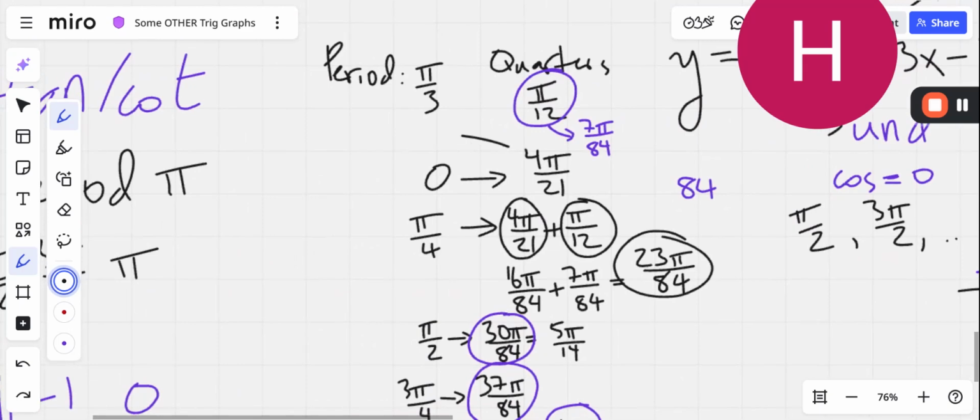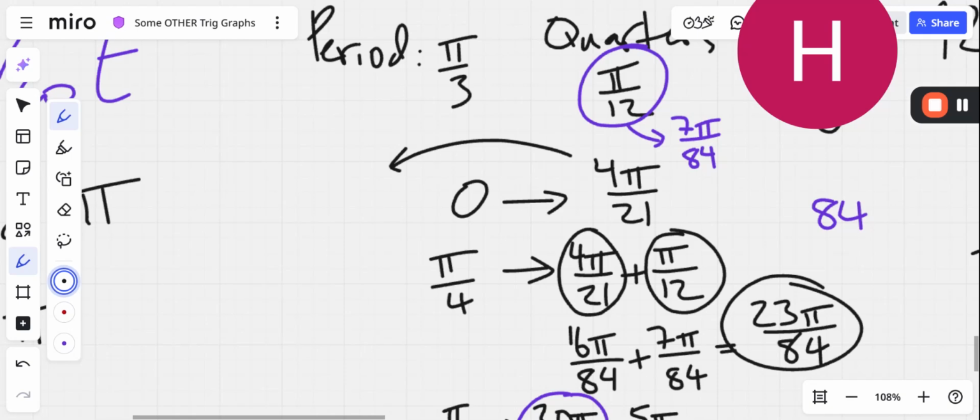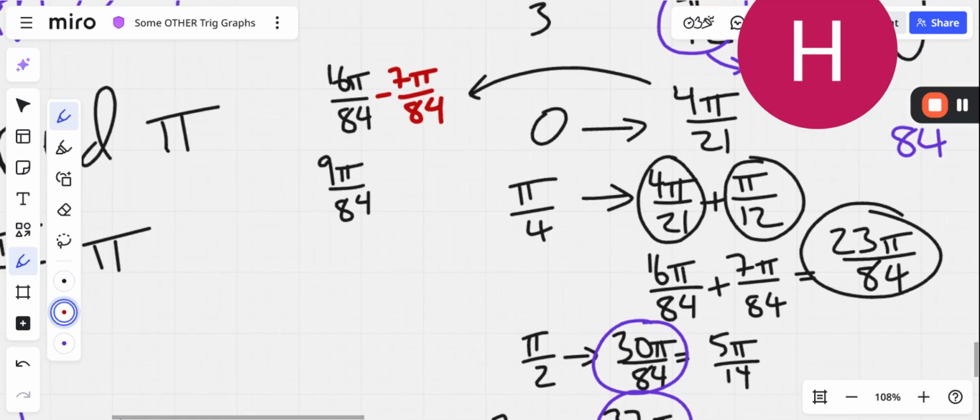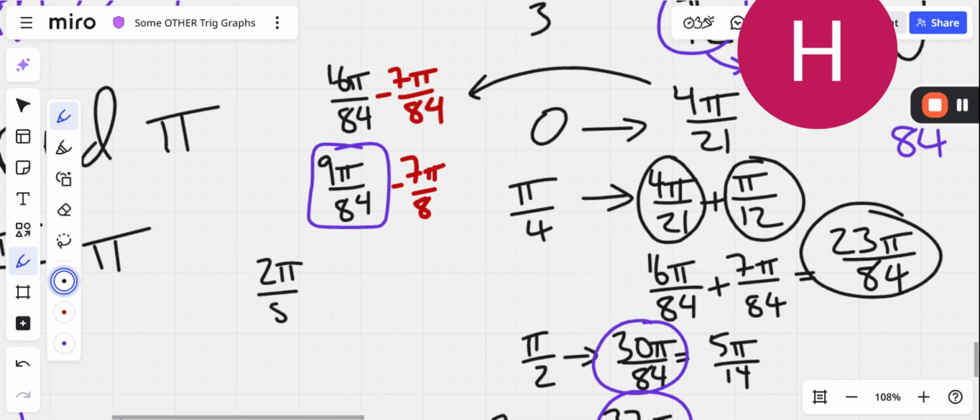So from 4 pi over 21, we're going to go backwards. 4 pi over 21, of course, is 16 pi over 84. But if we go backwards by 7 pi over 84, that's going to leave us at 9 pi over 84. And then if we go backwards again, so this is our next quarter mark going backwards, and then if we subtract another 7 pi over 84, we're going to end up at 2 pi over 84, which is 1 pi over 41.